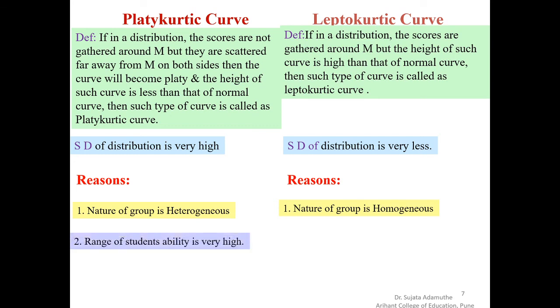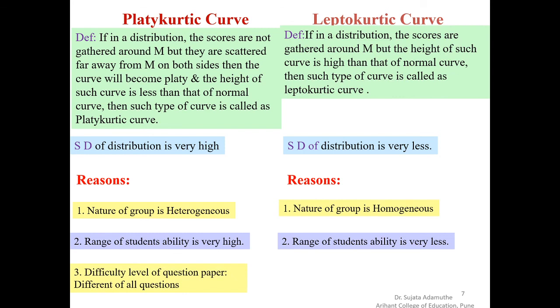Here the range of students' ability is very high, as discussed previously. Then here the range of students' ability is very low. That means either average or weak, less ability or high ability. And so the height comes higher than the normal probability curve. Then the third reason may be the difficulty level of the question paper, with all types of questions.